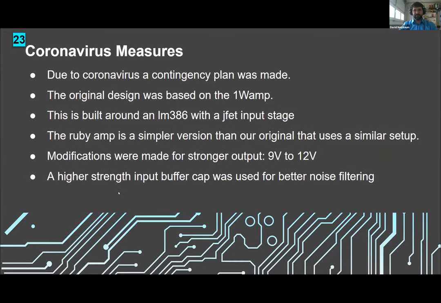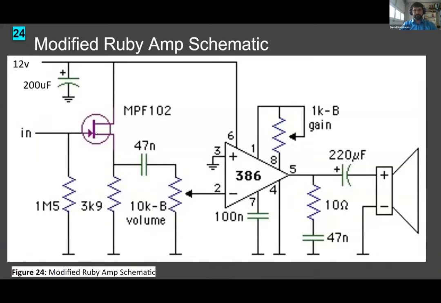Some of the modifications we made is we boosted the power from 9 to 12 volts, and we also used a higher strength input buffer cap because after testing, this had better noise filtering. And here's our schematic. As you can see, the only things we changed from the original Ruby were the 12 volt upgrade and the increased input buffer from the power supply up to 200 microfarads.